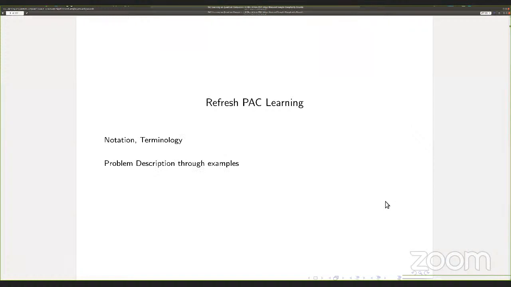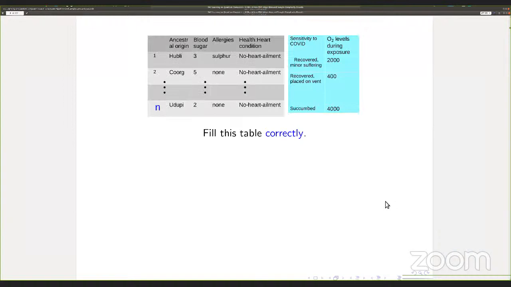Okay, so I'll just refresh PAC learning. It's good for everyone to get to know my notation. So what better scenario to present PAC learning than the current scenario we are in? So think yourself, you're a machine learning specialist. You're hired by the Karnataka government, and you have to do some data analytics for them. And think of this, the health secretary of Karnataka comes to you and says, there is a respiratory virus that is spreading, and I need to budget resources. I need to allocate resources in different places.